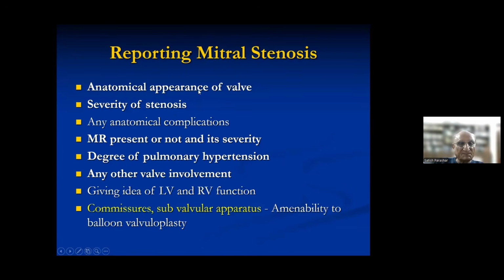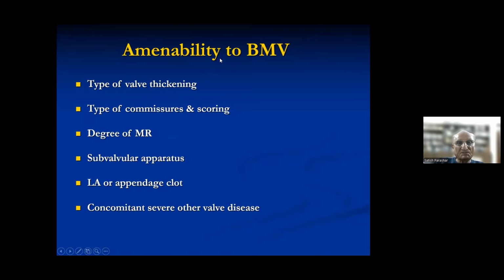You give complete information to the clinicians whether the valve can be done for a balloon or not: type of valve thickening amenable to BMV, type of commissures, that is calcified or what, degree of MR, subvalvular apparatus, LA or appendage clot, and concomitant severe other valvular heart disease. Suppose the patient has got a mitral and the aortic valve also, so that is always different. The management differs in that case.